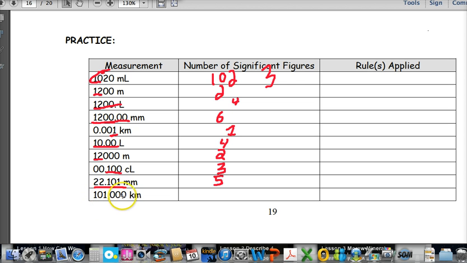Now here's a tricky one. This is a sandwich 0, so it's significant. These are trailing zeros, but notice there's no decimal point. So these zeros are not significant, so only the 101 is significant. You don't get rid of the zeros that are at the end. They're just not significant. And that's how you do significant figures.